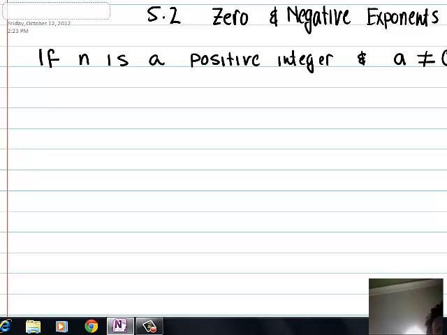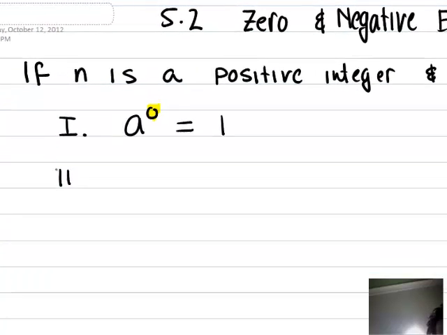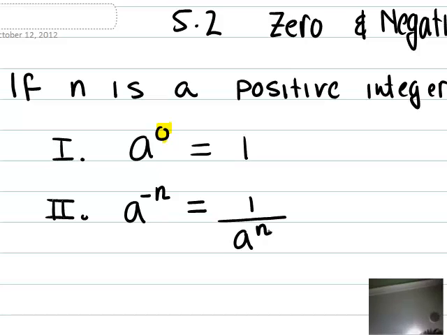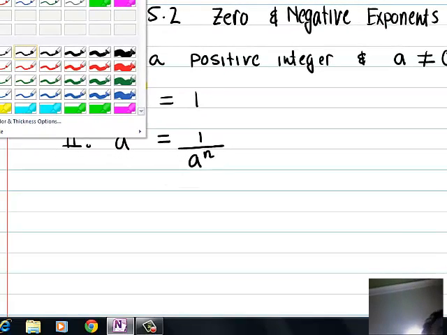If you take any number and raise it to the 0 power, then you always get 1. Anything to the 0 is 1. Keep that in mind. The second thing I want you to know is if you take any number and raise that to a negative n power, then that is the same as 1 over a to the n. So any negative exponent is the same as 1 over a to the n.